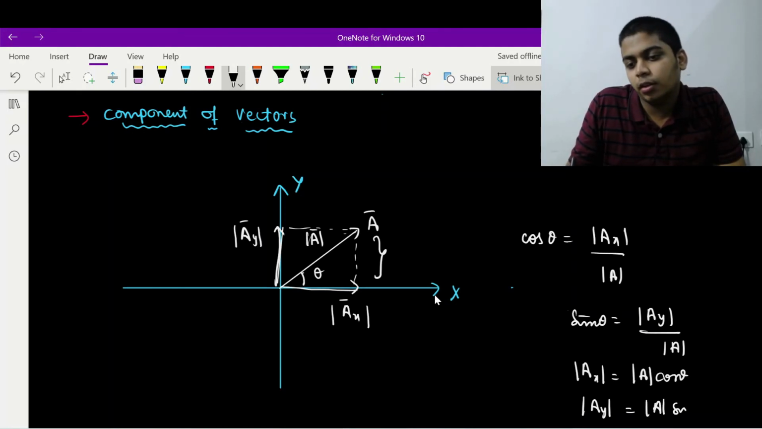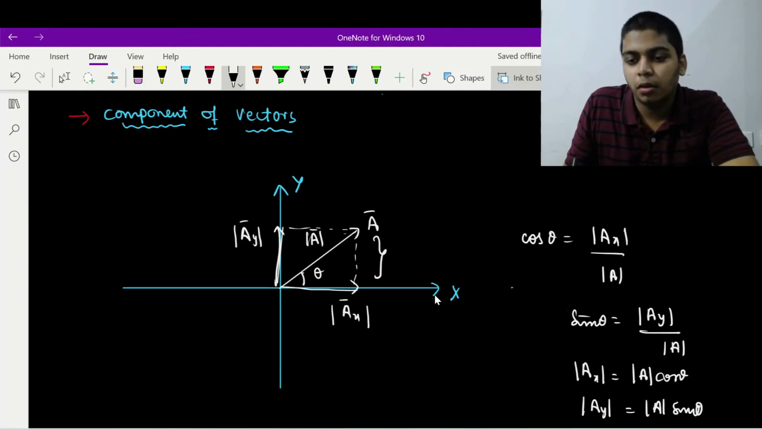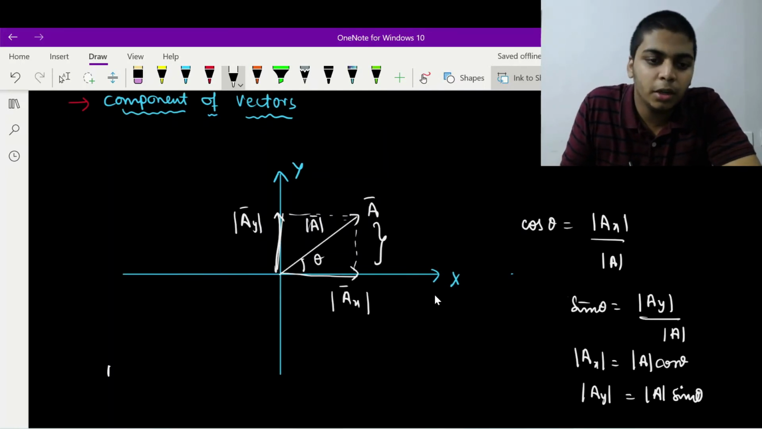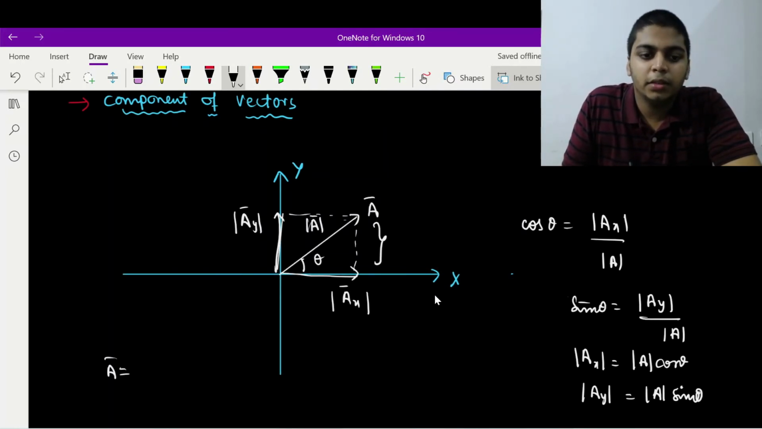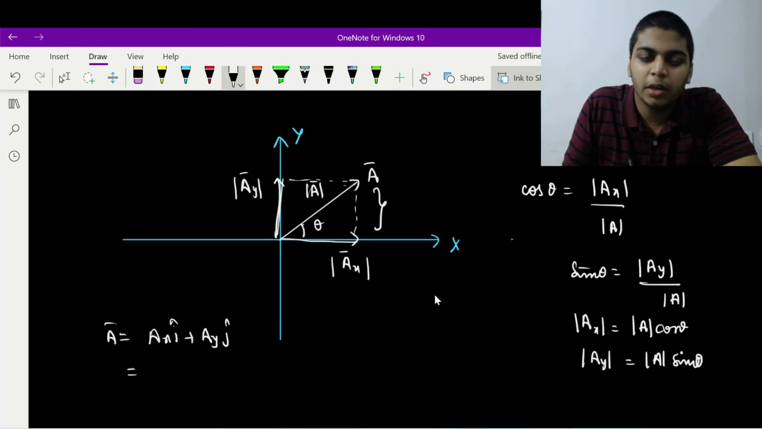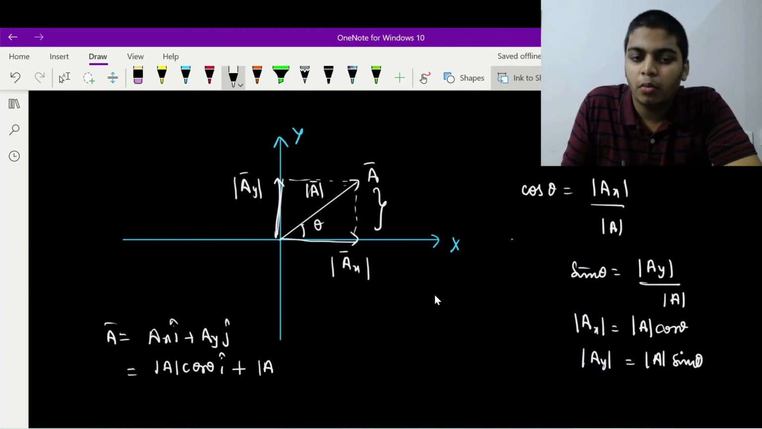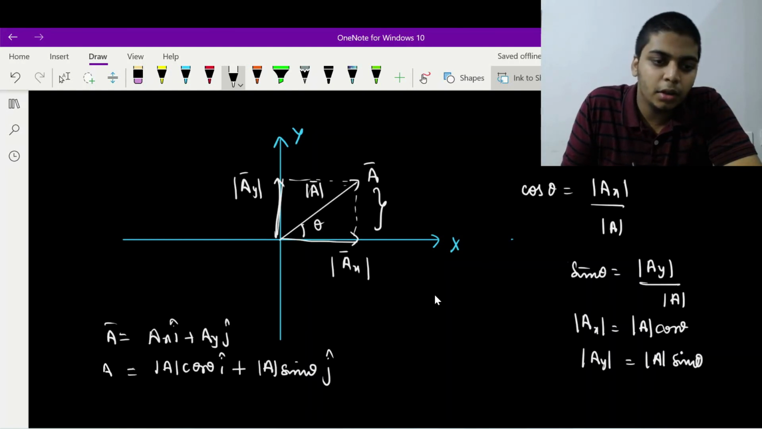Okay, so in other terms, your a bar can also be said to be the combination of a x i cap plus a y j cap. Your a x i cap is nothing but mod a cos theta times i cap. A vector is actually formed by multiplying the magnitude and the directional unit vector of it. And even mod a sin theta times j cap. So this is your vector a bar.